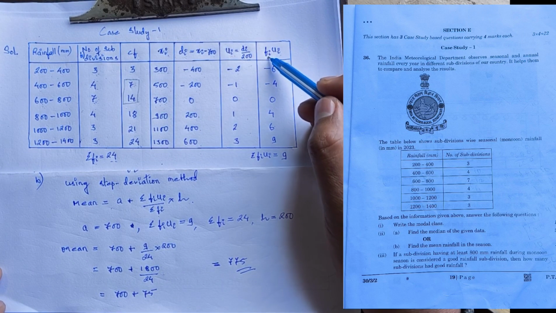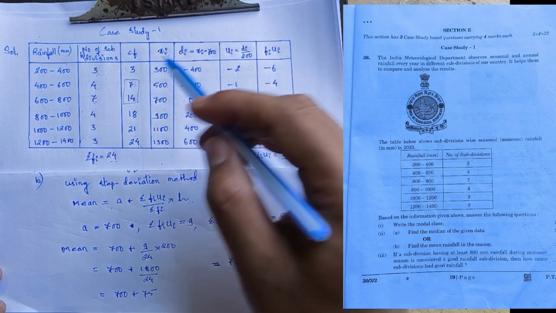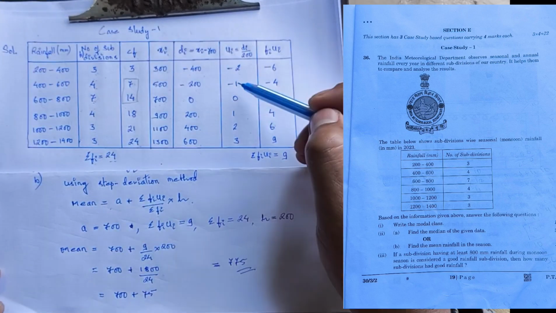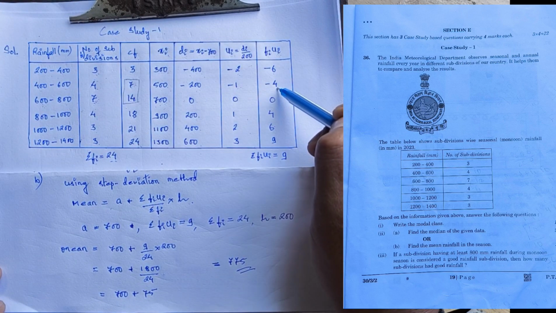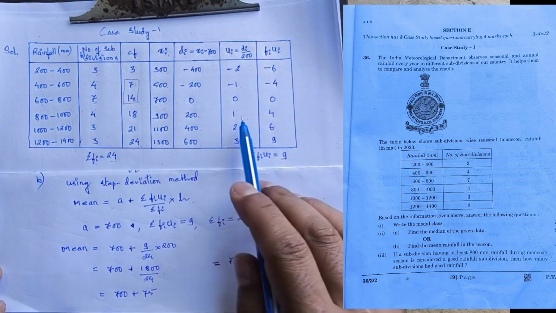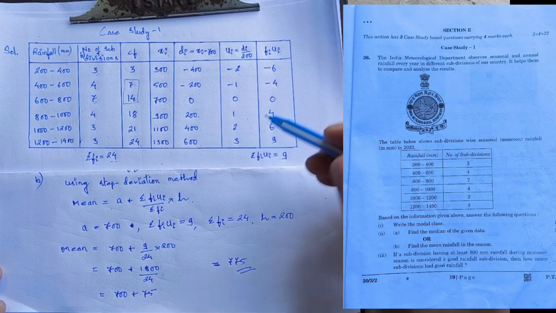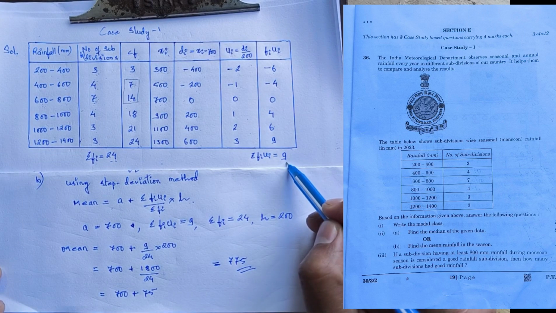Now we need to find fi ui. It's very simple. Fi we know is 3, ui we have minus 2. That's minus 6, then 4, 1, minus 4, 7, 0, 0, then 4, 1, 4, 3, 2, 6. And so on the summation, we get summation fi ui equals 9.